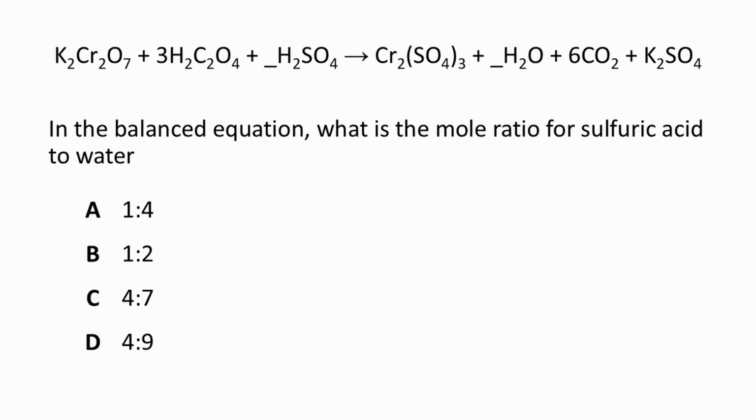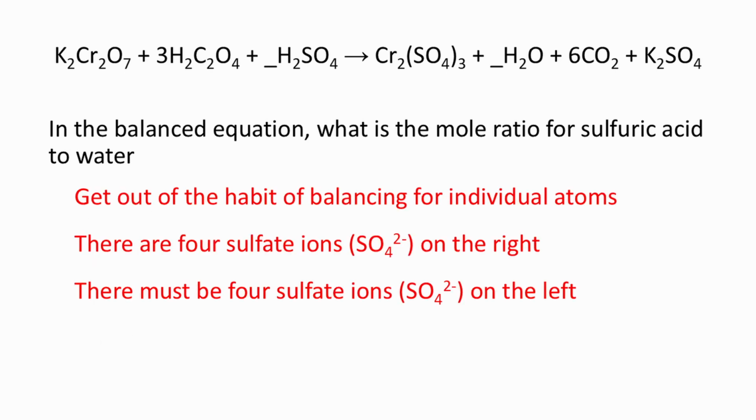In the balanced equation, what is the mole ratio for sulfuric acid to water? Get out of the habit of balancing for individual atoms when you have to balance equations. There are 4 sulfate ions, SO4 2-, on the right hand side of the equation, so there must be 4 sulfate ions on the left hand side.